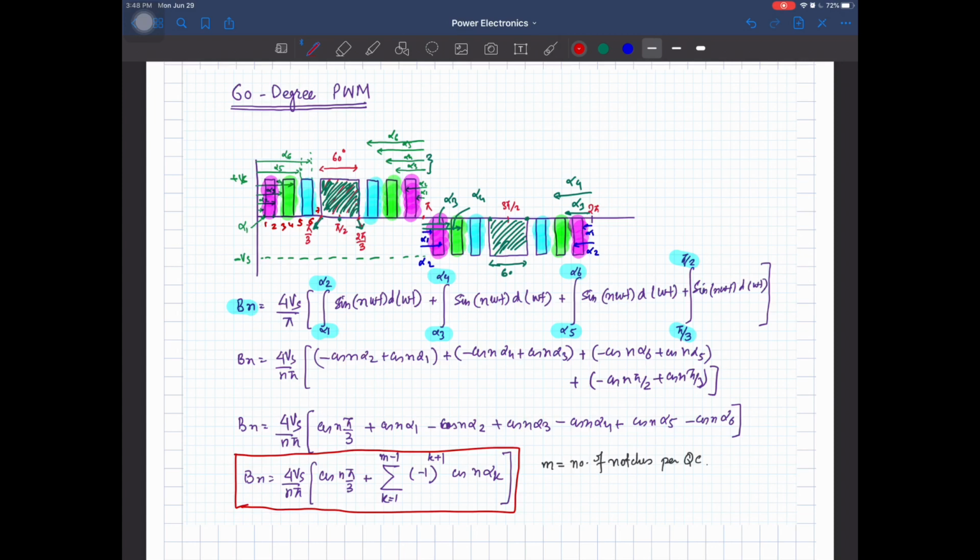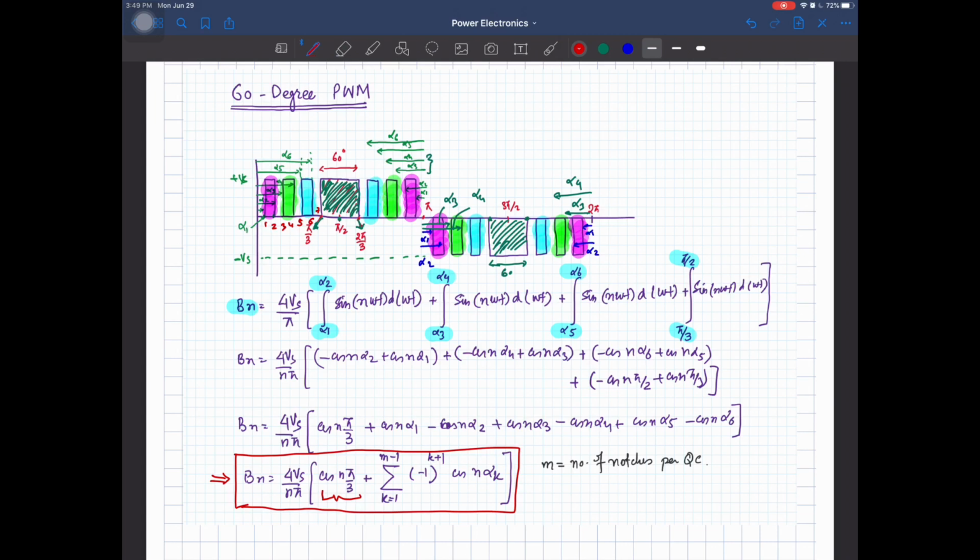So in this, one part you can see over here is constant and the other terms are dependent on the number of pulses. So in generic form your Bn will be given by this expression. So m is the number of notches per quarter cycle, and by now calculating the angles alpha 1, 2, 3, 4, 5, 6, you can cancel out a particular set of harmonics from the spectrum of this voltage waveform. So if I summarize this lecture, we have discussed how we can cancel different sets of harmonics from the inverter output voltage by introducing the edges or the notches per quarter cycle.